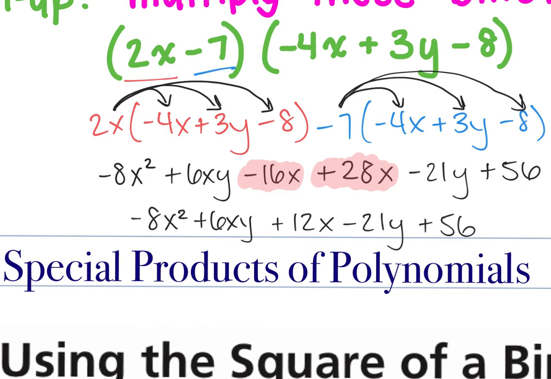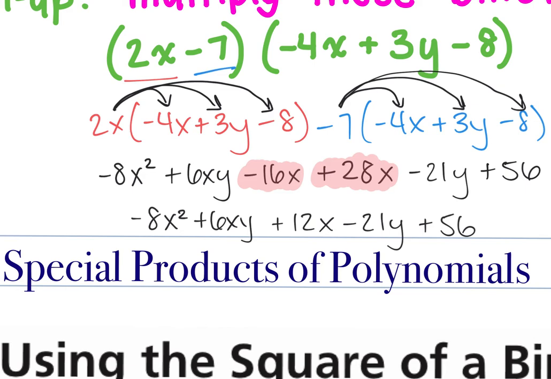Trick question, peeps. Is this in standard form? Look at it closely. How many people think it's in standard form? Raise your hands. How many people think it is not in standard form? Okay, this is in standard form. Now let's talk about why.